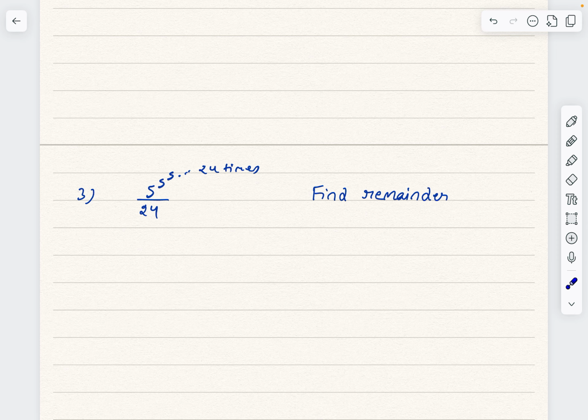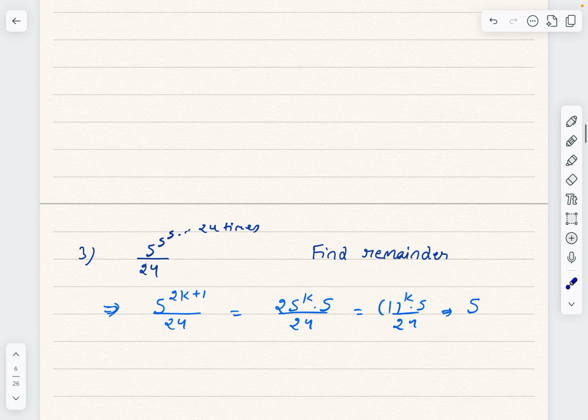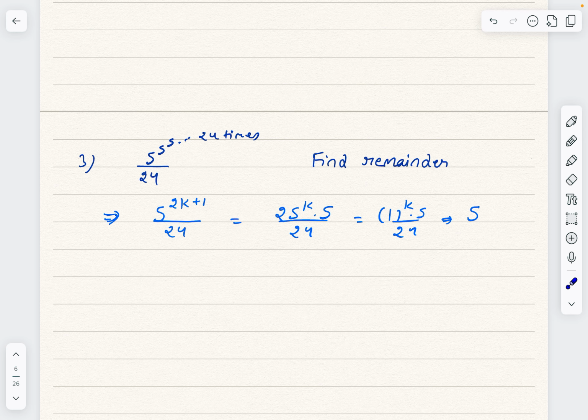I'll give it a try. Let us start discussion, guys. You see, 5 raised to power 5 raised to power, no matter what that is, can I say this number will come out to be an odd number? Because if 5 raised to power 5, no matter how many times, odd number raised to power odd number will always be odd number only.